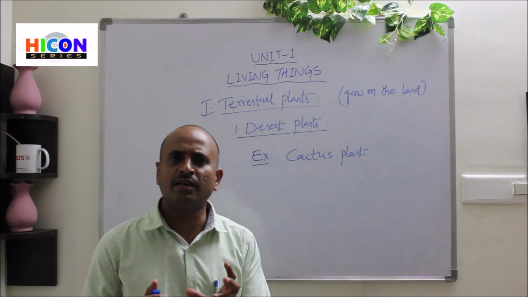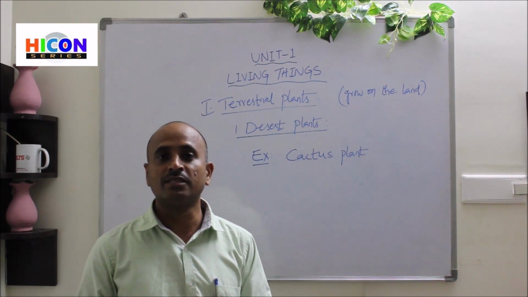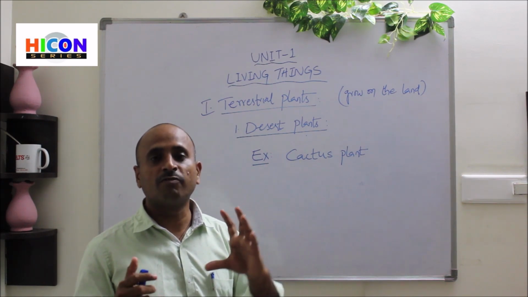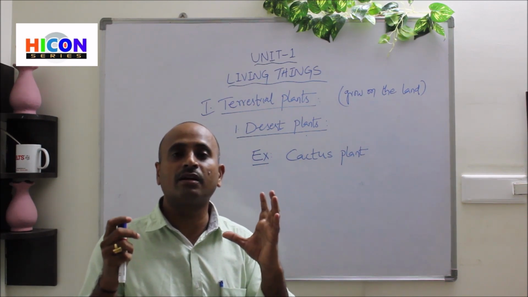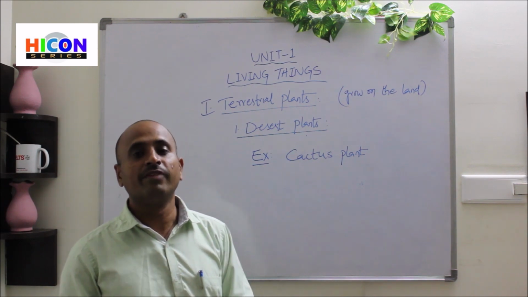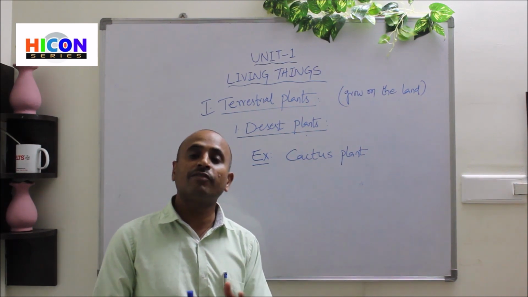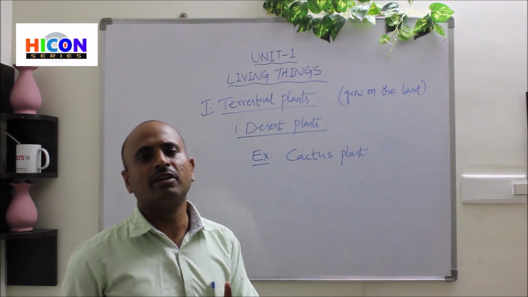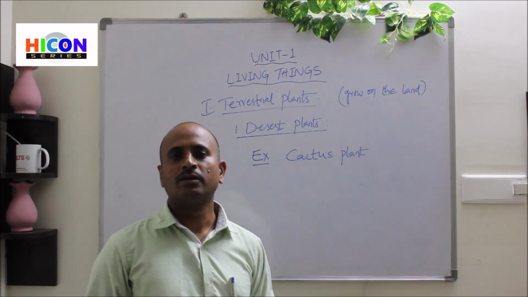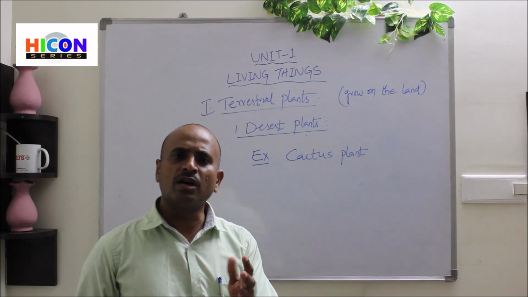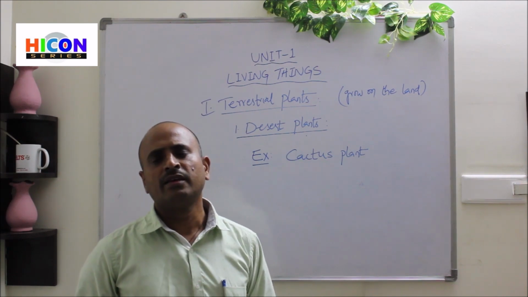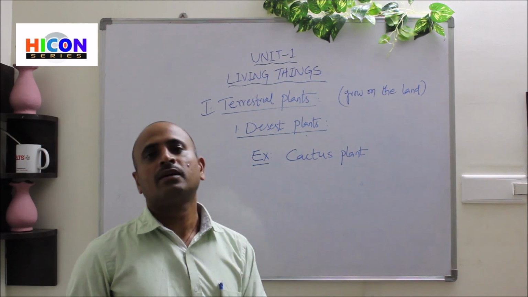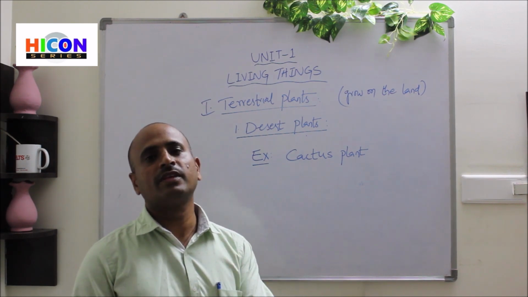So these are the special features, the adaptations in desert plants to survive in very hot climatic conditions and in regions with very little water availability. And these cactus plants have very long roots. Observe carefully, the roots are very long, and they go deep into the deeper regions of the soil.